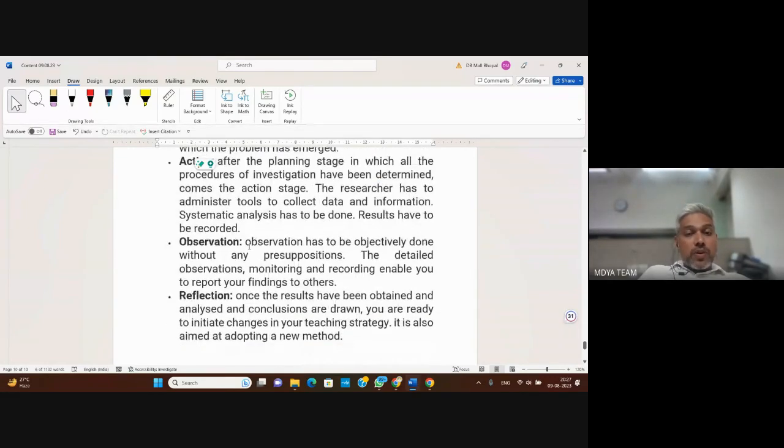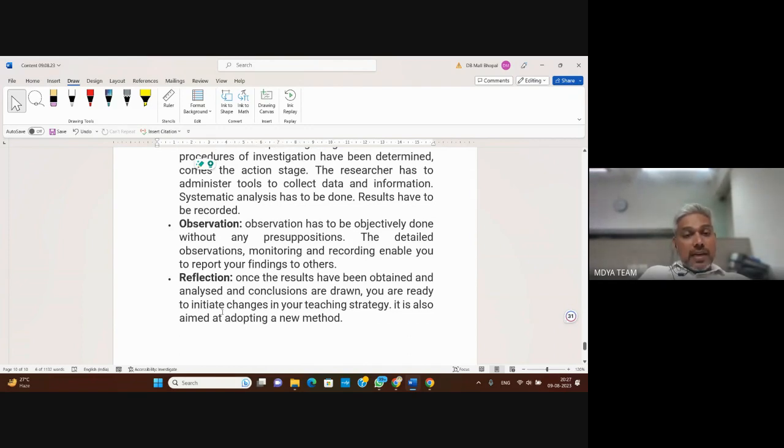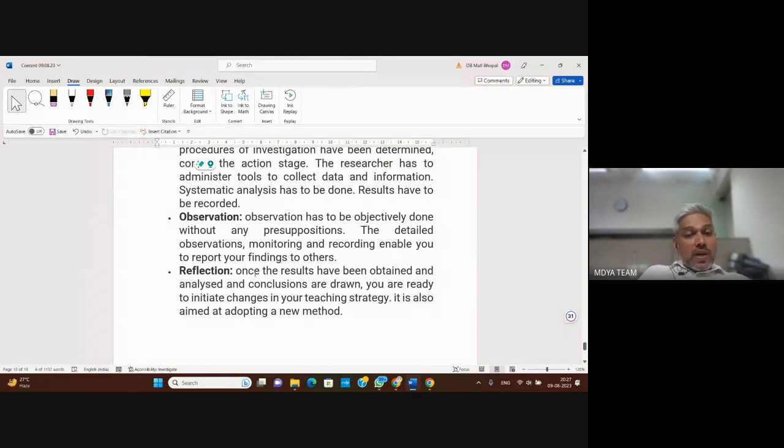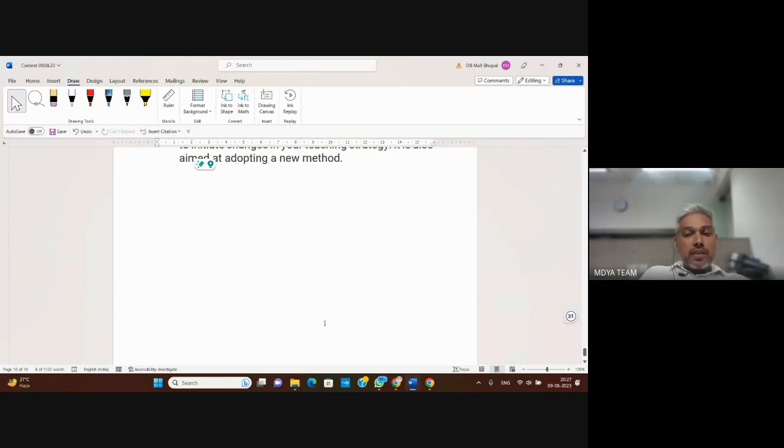Next is observation. Observation has to be done objectively, without any presupposition. The detailed observation, monitoring, and recording enable you to report your findings to others. And the last one is reflection. Once the results have been obtained and analyzed and conclusions are drawn, you are ready to initiate changes in your teaching strategy. It is also aimed at adopting a new method, right?